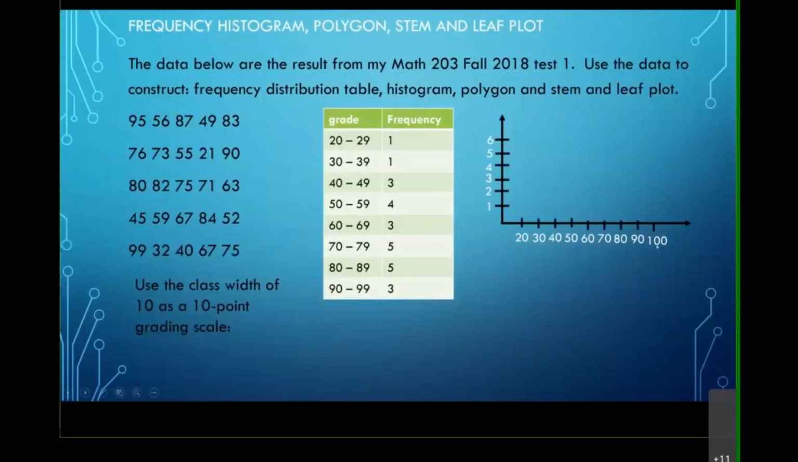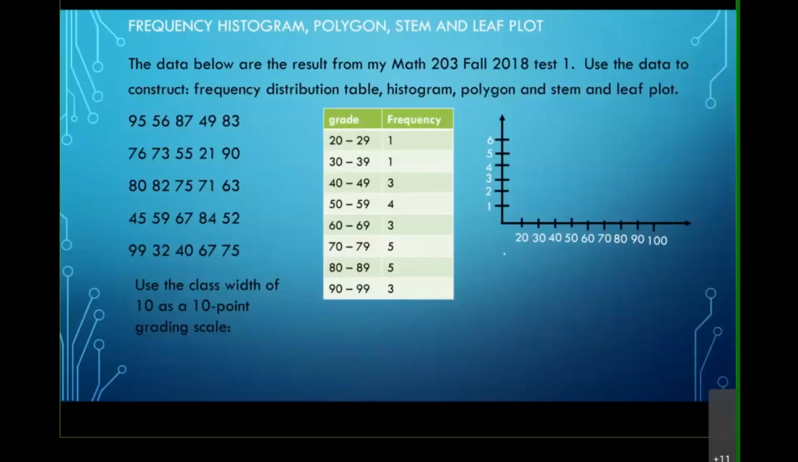I would stop at 100 in terms of that. Okay. You will start with your lowest data. It's just that because I give you this 10-point grading scale, that's why I go with this even 20 to 30 to 40. Yes.